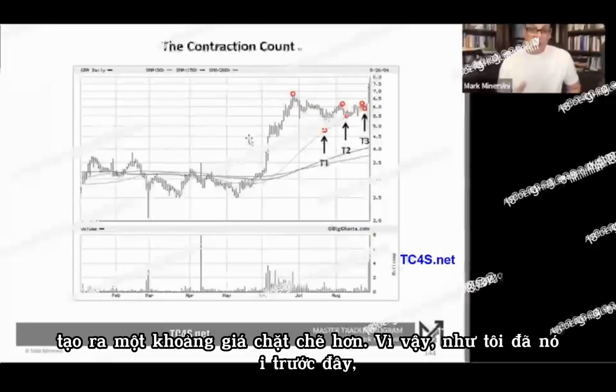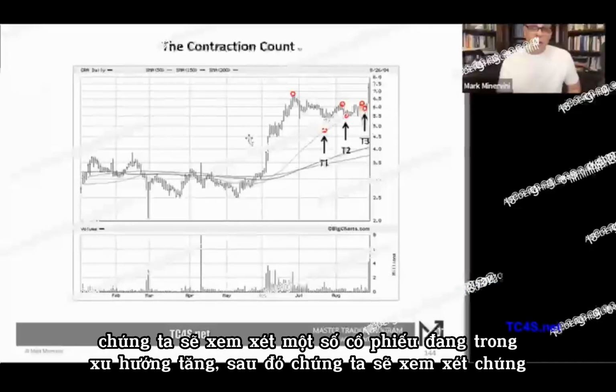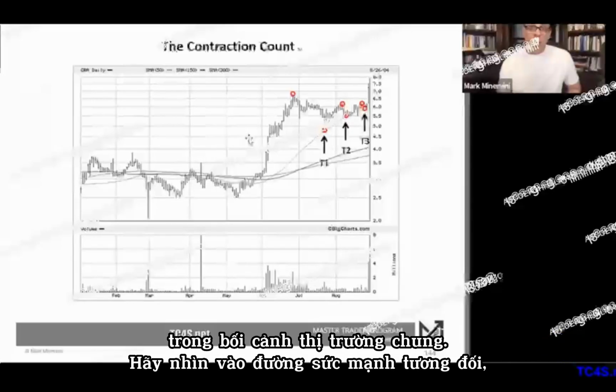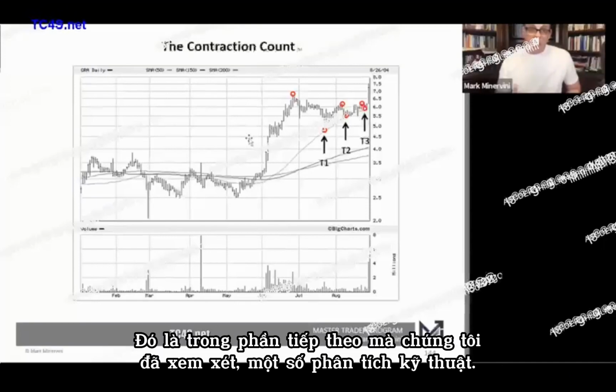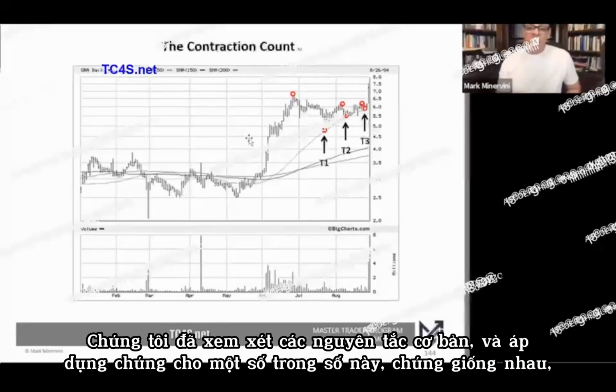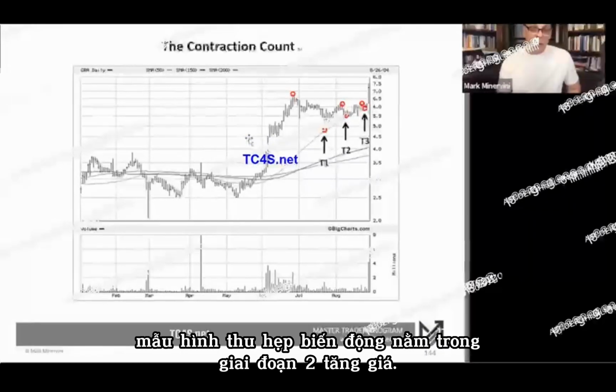So for instance, like I said before, I'm going to show you a lot of stocks that we previously looked at. We'll look at some of these stocks that are in uptrends, then look at them versus the general market, and look at the relative strength to see if they're showing leadership characteristics. That was in the next section, where we looked at some technical analysis. We looked at fundamentals and applied those to some of these same companies. And now, of course, we're looking at the base and the volatility contraction pattern that's within that stage 2 uptrend.